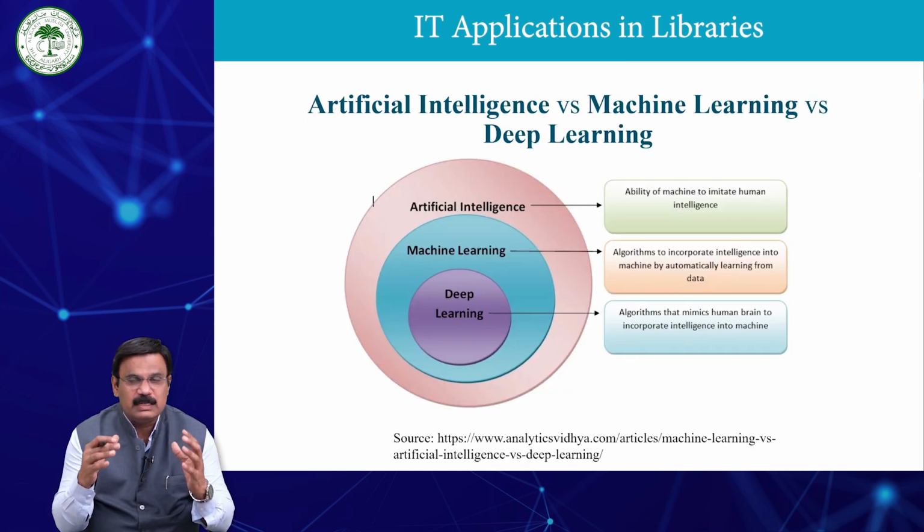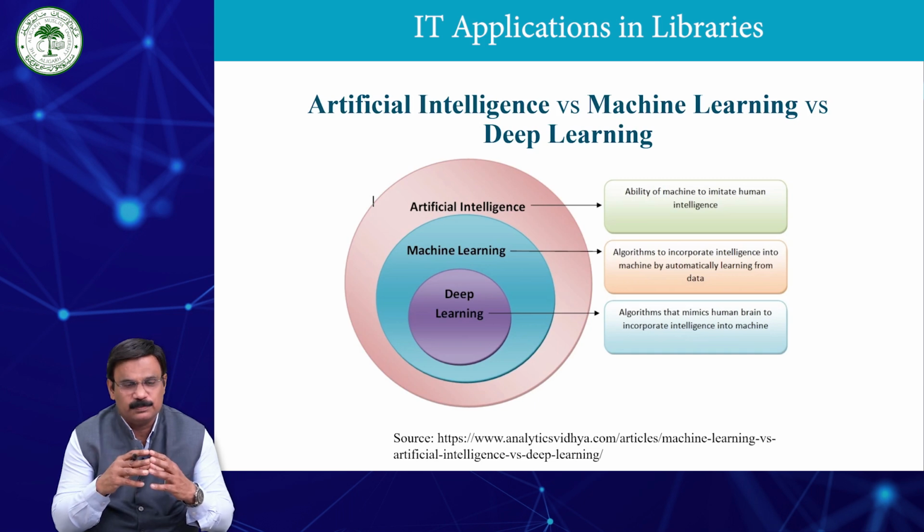Artificial intelligence versus machine learning or deep learning. You'll find artificial intelligence is a broader concept. Within that, there is machine learning, and within machine learning, there is deep learning. In artificial intelligence, there is the ability of a machine to imitate human intelligence. In machine learning, algorithms incorporate intelligence into the machine by automatically learning from data. And deep learning uses algorithms that mimic the human brain to incorporate intelligence into the machine. So these are the small differences between AI, machine learning and deep learning.